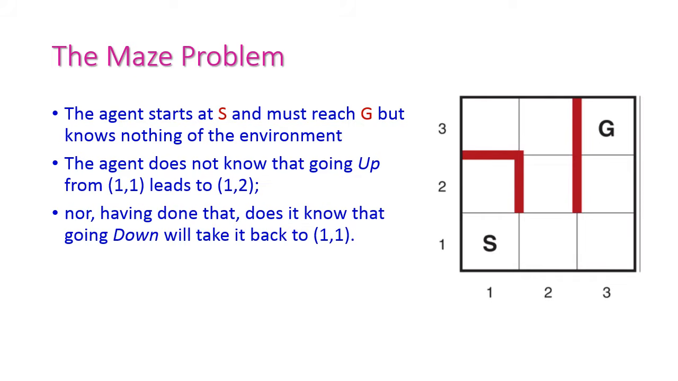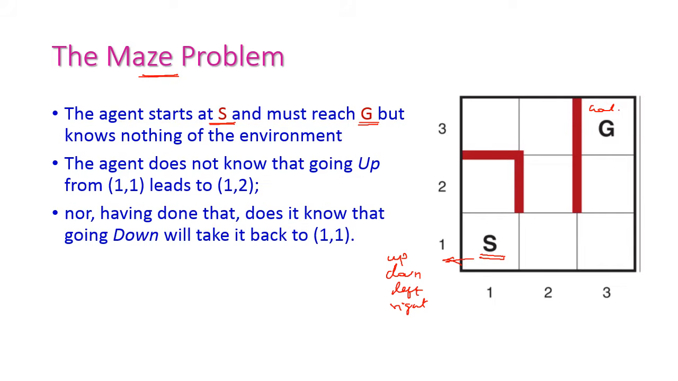The maze problem is a very good example for online searching. Here the agent starts at S and has to reach G. This is the starting place and this is the goal state. The agent can move anywhere on this board. What actions can the agent perform on this board? It can go up, down, left and right.